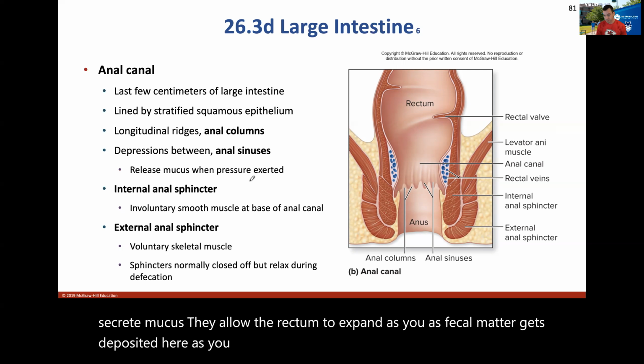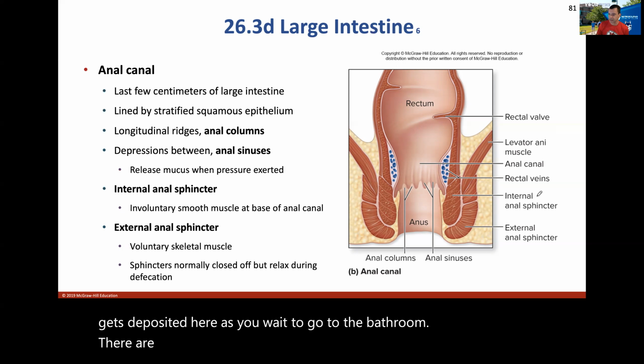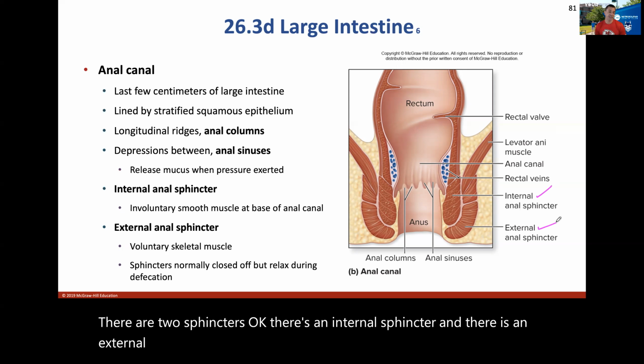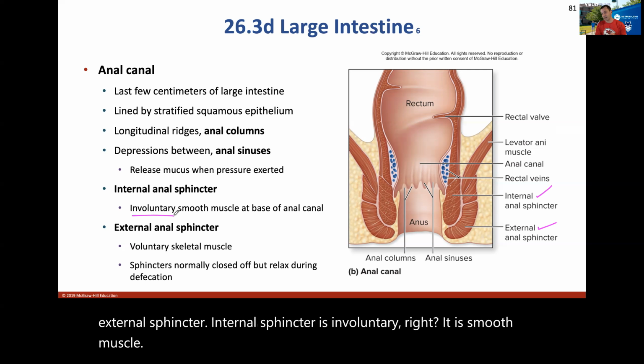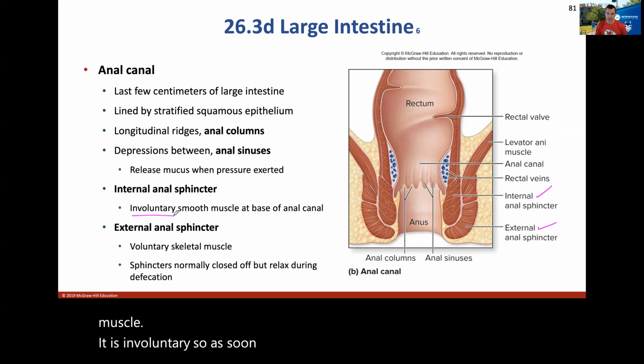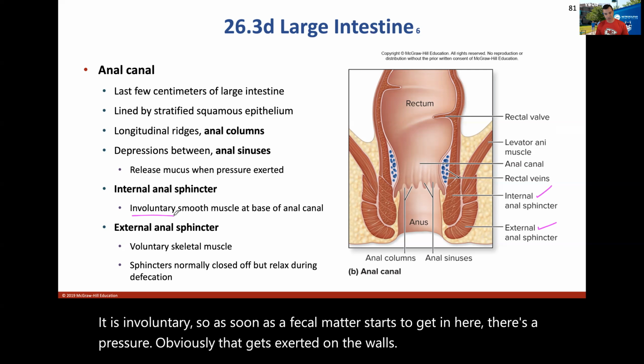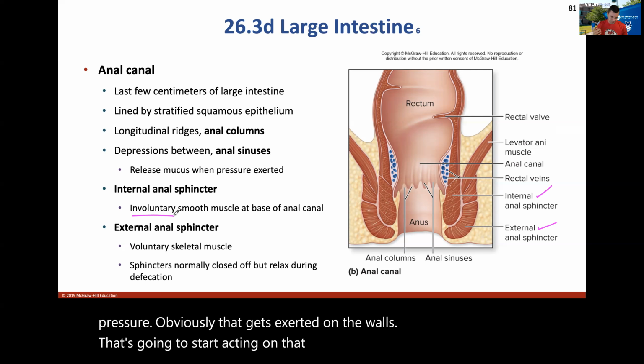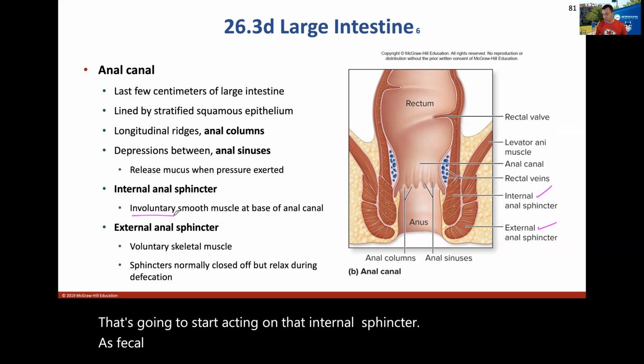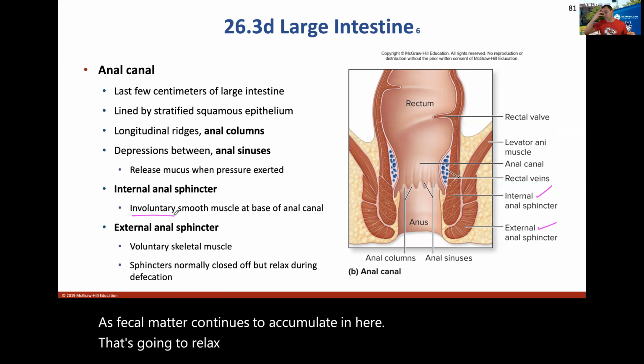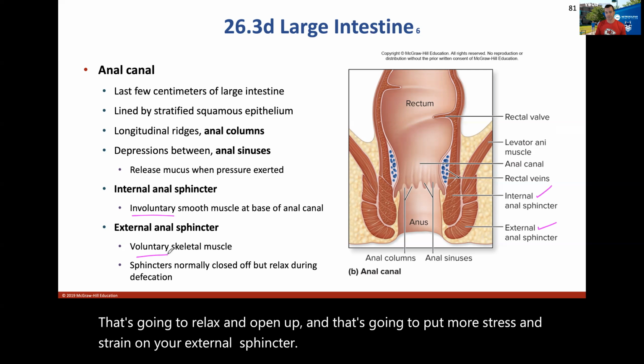There are two sphincters: an internal sphincter and an external sphincter. The internal sphincter is involuntary. It is smooth muscle. As soon as fecal matter starts to get in here, there's pressure that gets exerted on the walls. That's going to start acting on that internal anal sphincter. As fecal matter continues to accumulate in here, it's going to relax and open up. That's going to put more stress and strain on your external anal sphincter, which is voluntary.